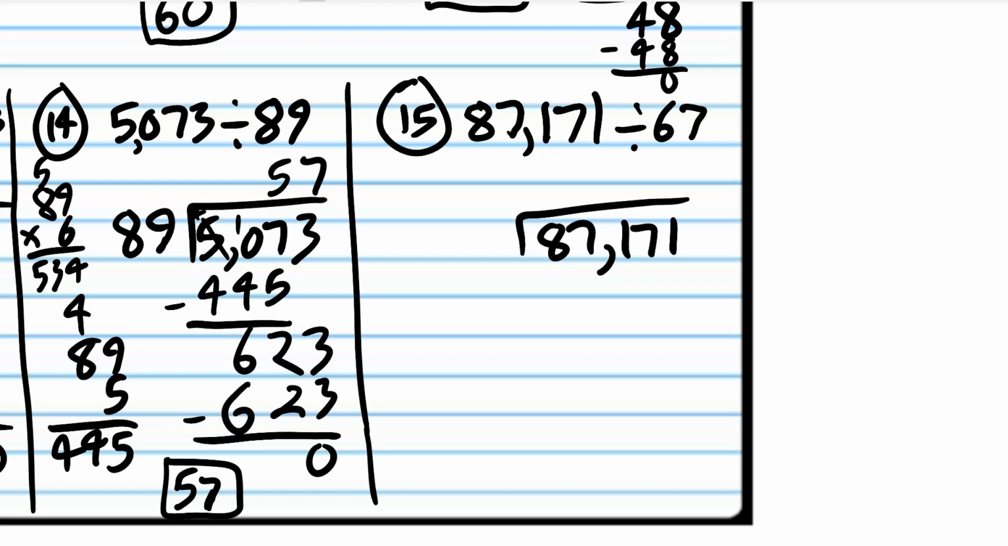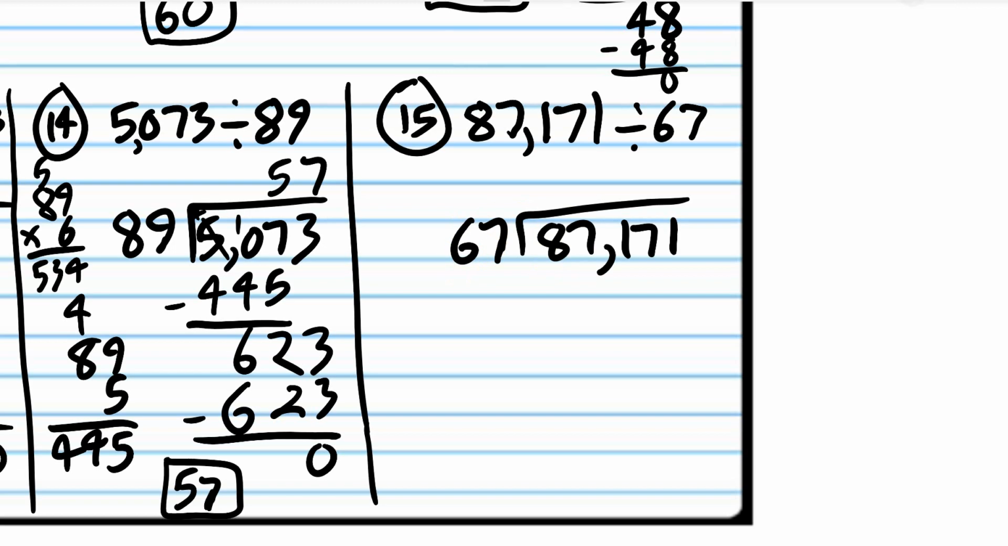87,171 divided by 67. 67 doesn't go into 8, but it does go into 87. In all the other problems, we had to extend the numbers all the way out to the third number because the divisor didn't go into the first number or the second number, but it did go into the combination of all of those 3 numbers. In this case, 67, the divisor, does go into the first 2 numbers.